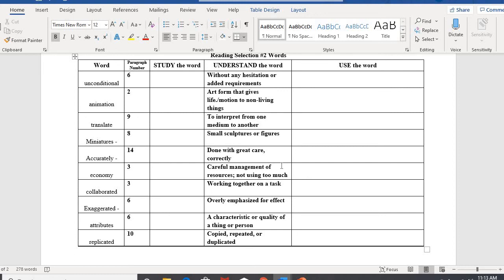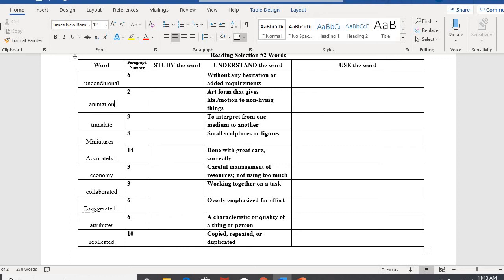Number 5, Crystal likes to create her own animation videos featuring funny characters. Animation, probably you're thinking just like I am, like cartoons. Yeah, motion to non-living things. Art form that gives life, moving characters in paragraph 2.